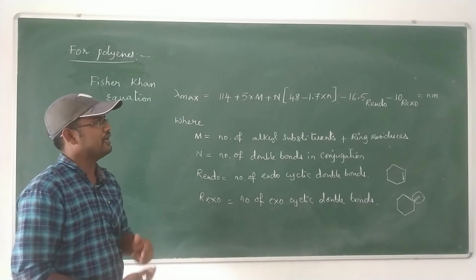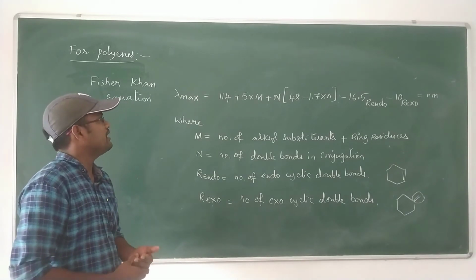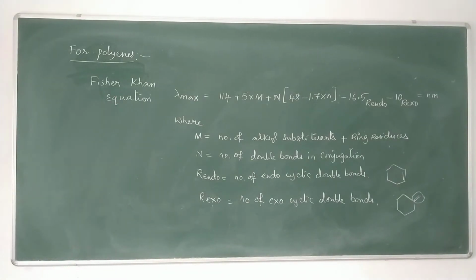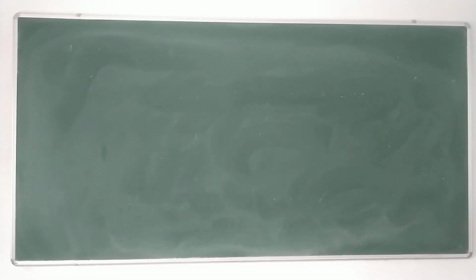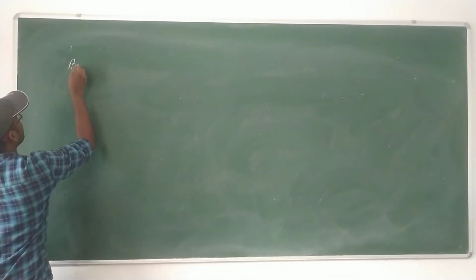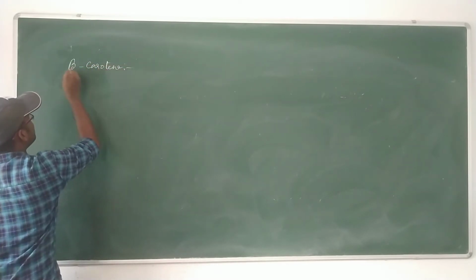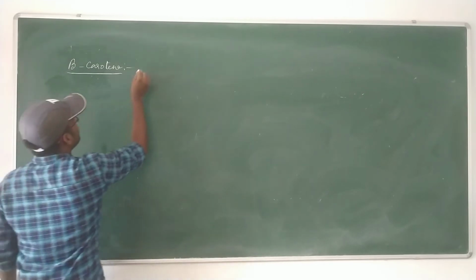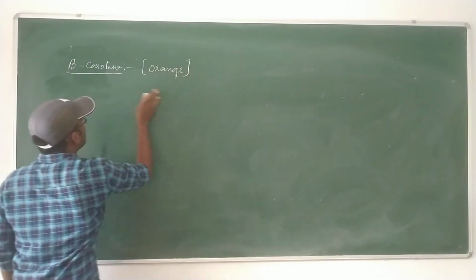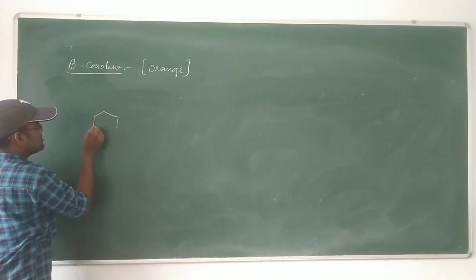Now we have to calculate lambda max for beta carotene. Beta carotene is a polyene. So for beta carotene we have to calculate the lambda max value. Now let us see the beta carotene structure. We already know beta carotene is a carotenoid having orange color. Beta carotene is a polyene and has a complex structure.